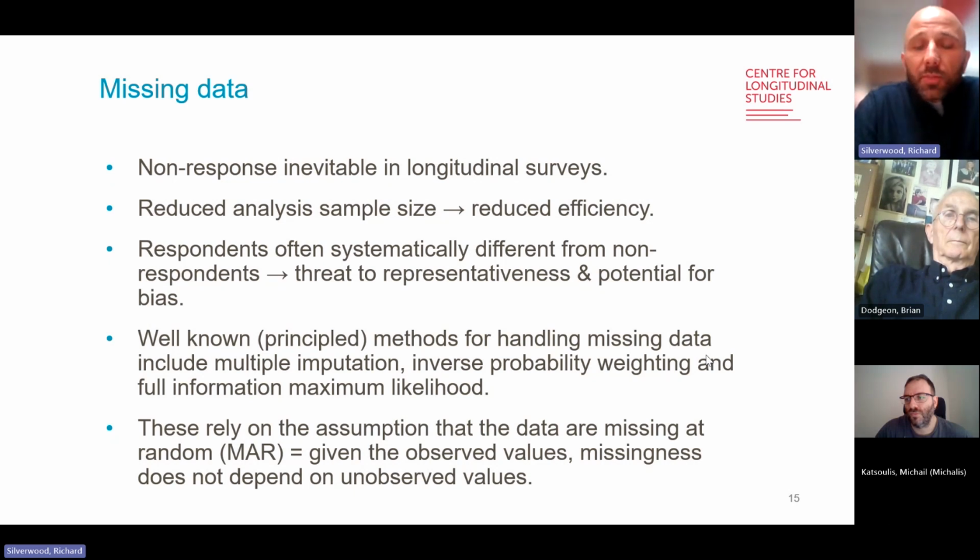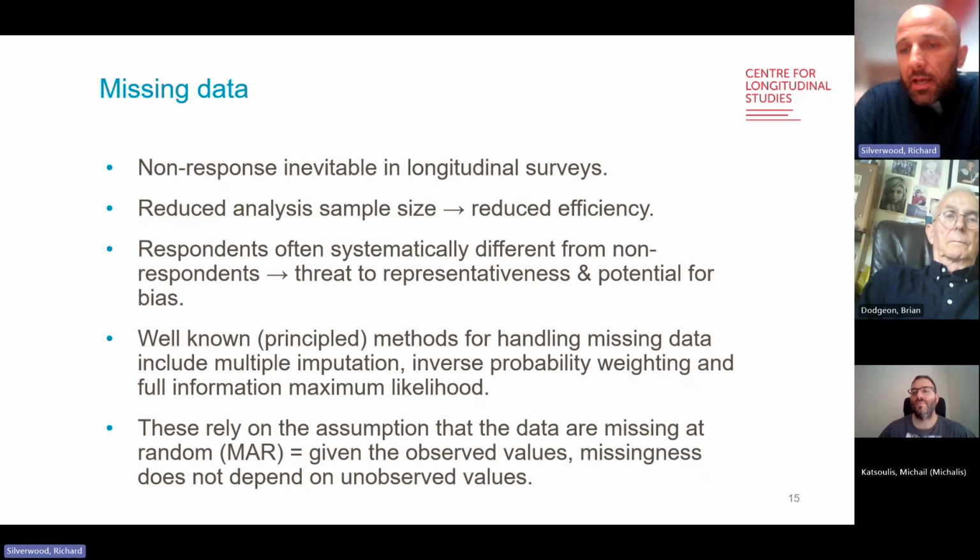And this can lead to the potential for bias, meaning that our mean or proportion or regression coefficient, when we estimate it in our respondents, may not correspond well to the true value of that estimand within the target population. So over recent years, a number of principled methods for handling missing data have been developed and are now quite widely used, including multiple imputation, inverse probability weighting, and full information maximum likelihood.